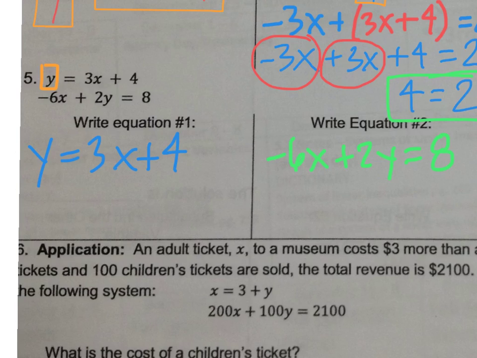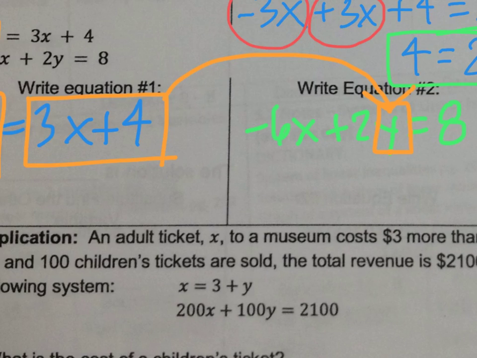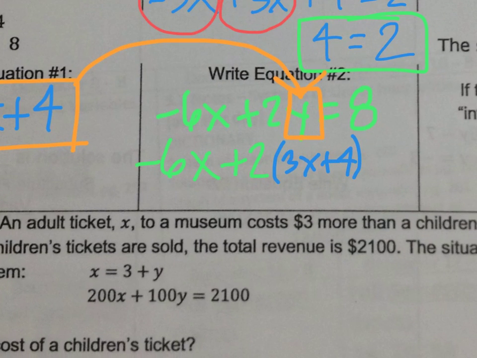So I take the variable that is by itself and look at what it is equal to and replace it over here for that same variable. So let's rewrite equation number 2. It becomes negative 6x plus 2 times 3x plus 4 equals 8. Now let's distribute and combine like terms.